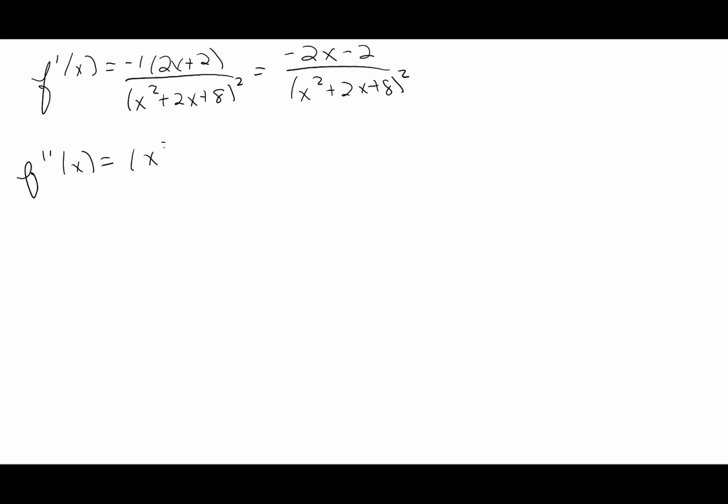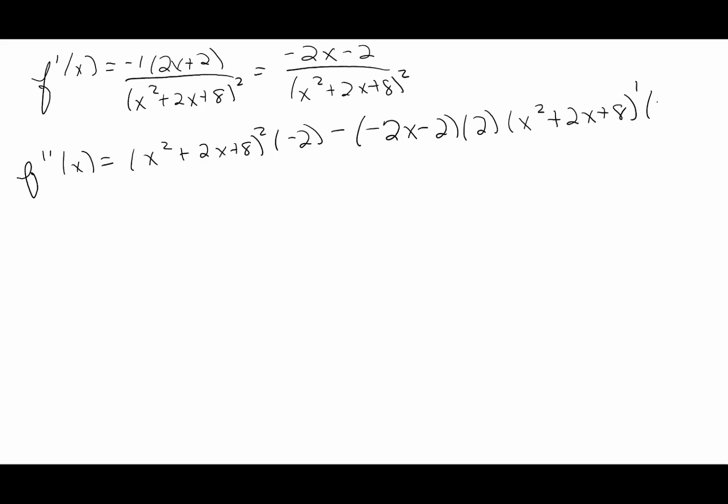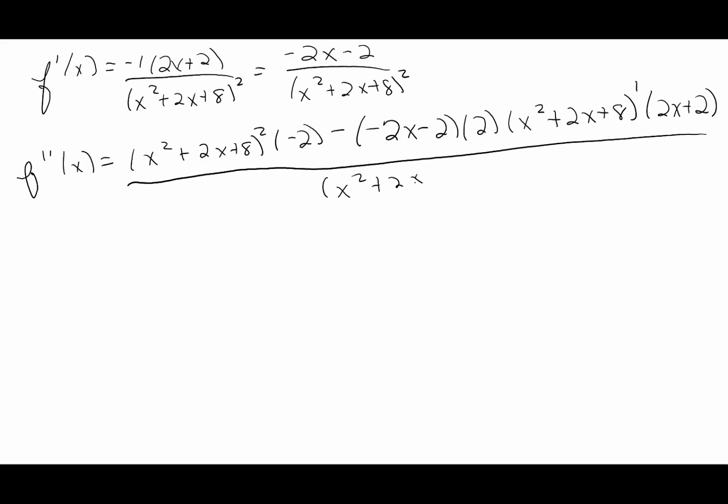So we're going to start low, x squared plus 2x plus 8 squared. D high is -2. Then minus high, make sure you put parentheses around the -2x minus 2. D low, the 2 comes down. I have x squared plus 2x plus 8, power 1, and then we have to remember to do the derivative, 2x plus 2, all over x squared plus 2x plus 8, now to the power 4.